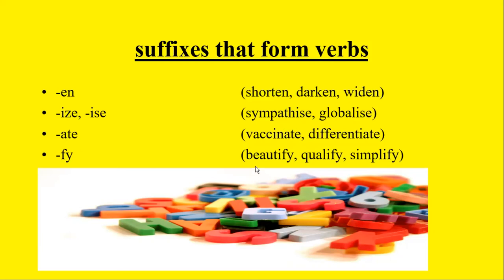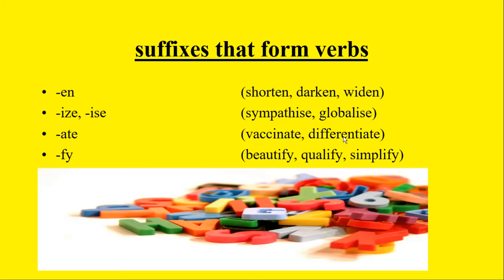Right, then ate. You may have heard this word vaccine several times. Vaccine is a noun. When it comes to the word vaccinate, what happens is we add the derivational suffix ate to the end of this root word vaccine. We add ate to the root word vaccine and form vaccinate.